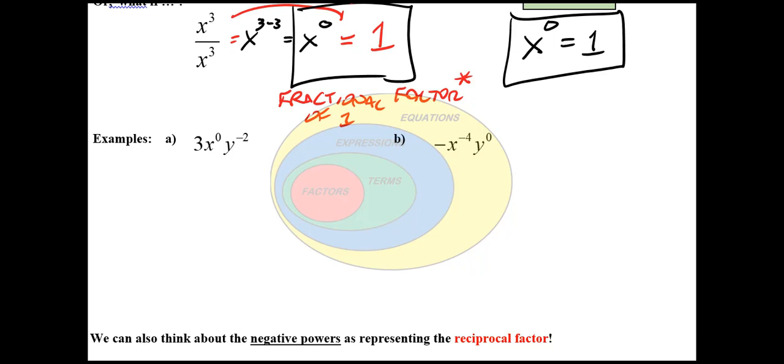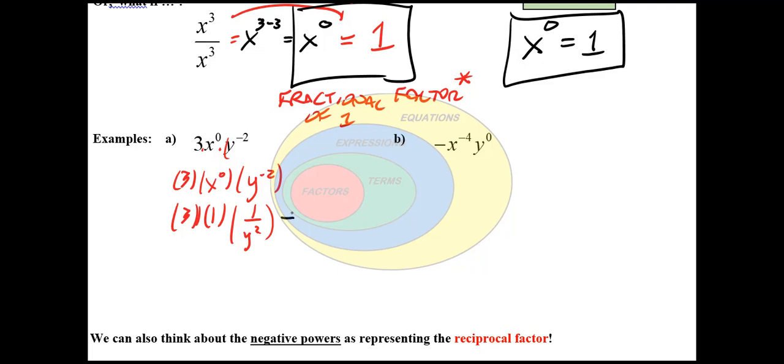Okay, again, when we do these, we want to look for the factors first. So we want to identify all the factors. So in this case, we have a factor of 3. We have a factor of x to the 0. And then we have a factor of y to the -2. So we're just going to evaluate our factors. X to the 0 would be the same as a factor of 1. Y to the -2 is the same as 1 over y squared.